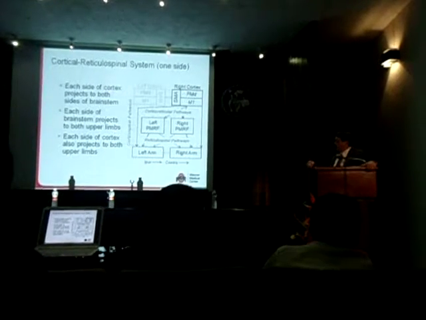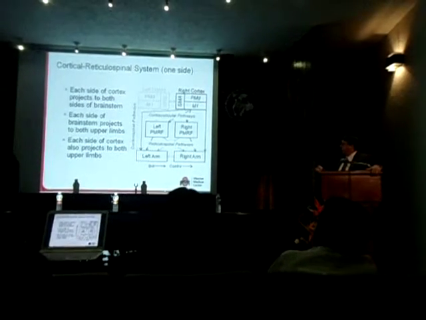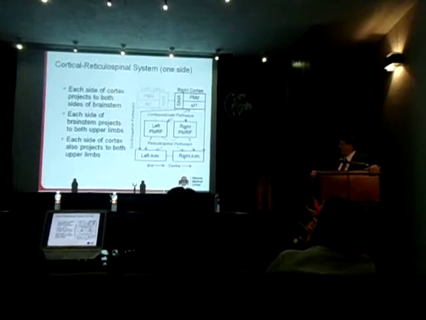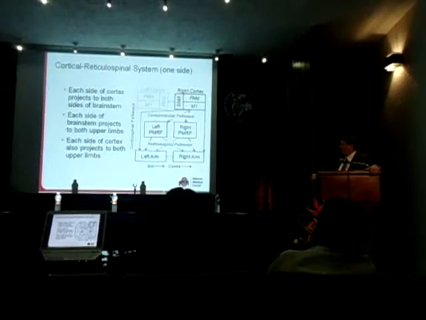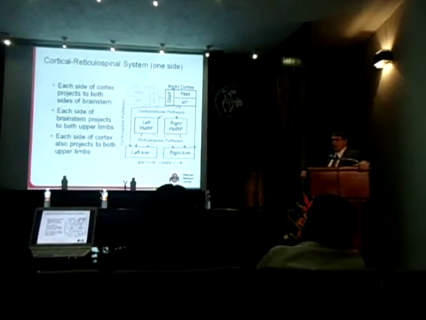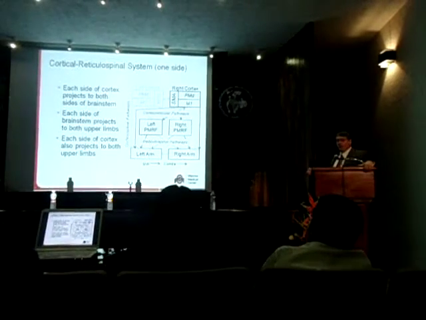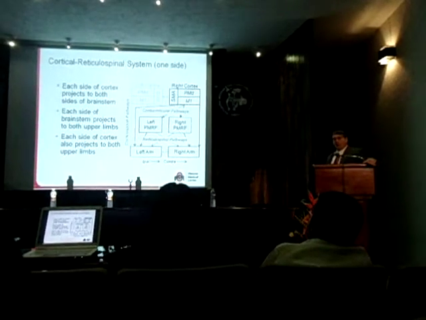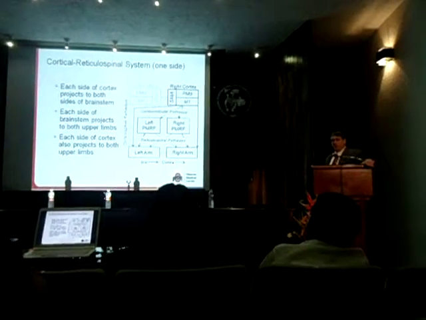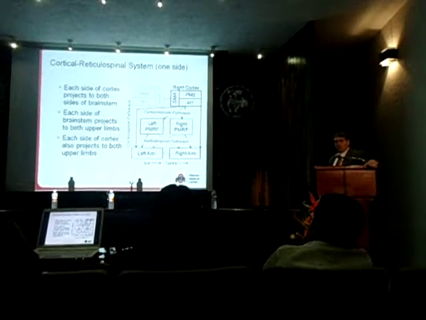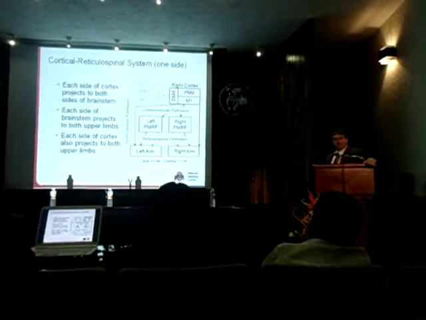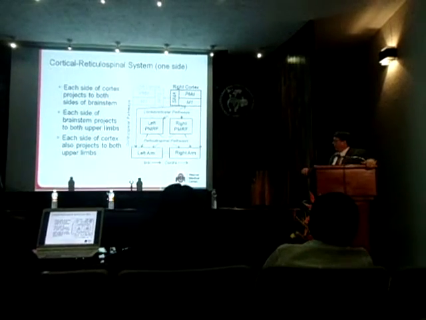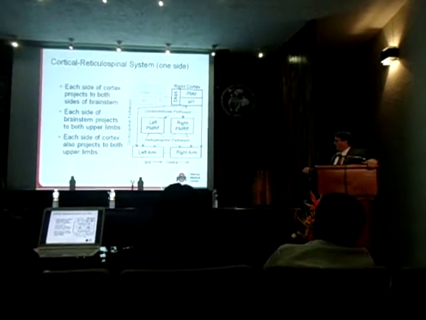Now, the other part of the system, of course, that we're interested in studying is the brainstem. And in the brainstem, we have the reticulospinal system. So the reticular formation of the brainstem is where we find neurons that make reticulospinal cells that also go to the spinal cord and influence movement. And the reticulospinal cells also tend to have influences on both sides of the spinal cord.